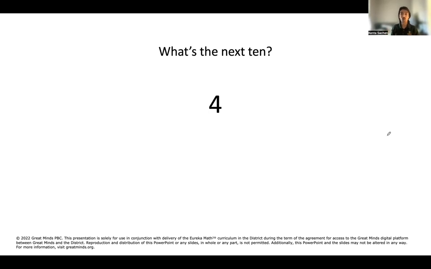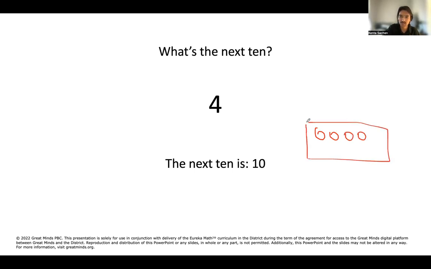Right, now we're going to start with 4. Our next 10 after 4 is 10. Now, if I already have 4, how many more do I need in order to get to 10? Let's all think about this one. How many more do I need? Okay, show me with your fingers. How many more? Yeah, 6, right? We need 6 more. So 4 plus 6 is equal to 10.